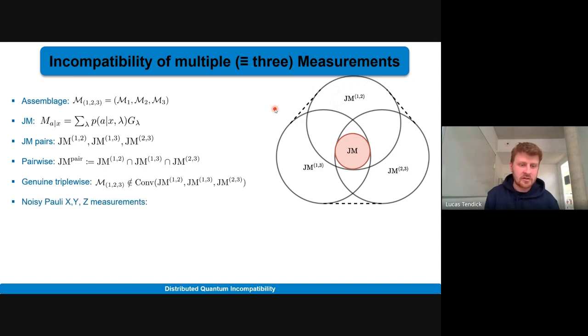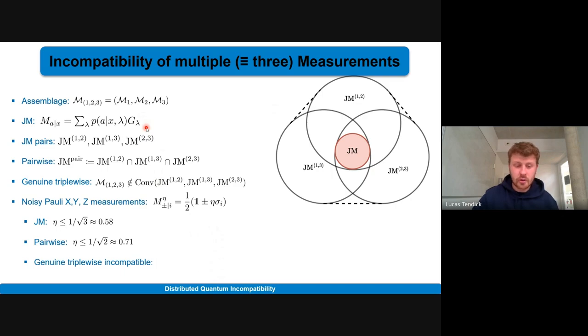We can look again at an example, the X, Y, and Z measurements, given like this. Now we're just using a different noise parameter, eta, to not confuse it with the lambda here. They are jointly measurable if eta is below 1 over square root of 3, so we just need one measurement in this case. They are pairwise jointly measurable, we saw this before already, if eta is below 1 over square root of 2. And they are genuinely triplewise incompatible if eta is above, well, roughly 0.8. So we can play with these structures.